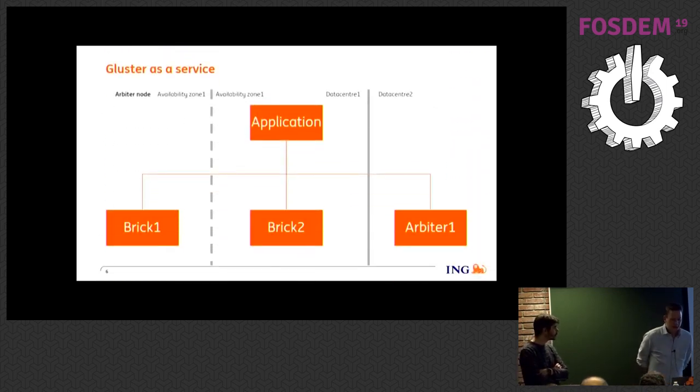So how does it look? We have still a three-node Gluster. The only thing is that we have two data bricks which are in the same data center but in a different availability zone. And then we have a third node, which is the arbiter node, which is in another data center. The arbiter node obviously only contains metadata, so that makes the synchronization to the other data center a bit quicker, and it saves disk space.